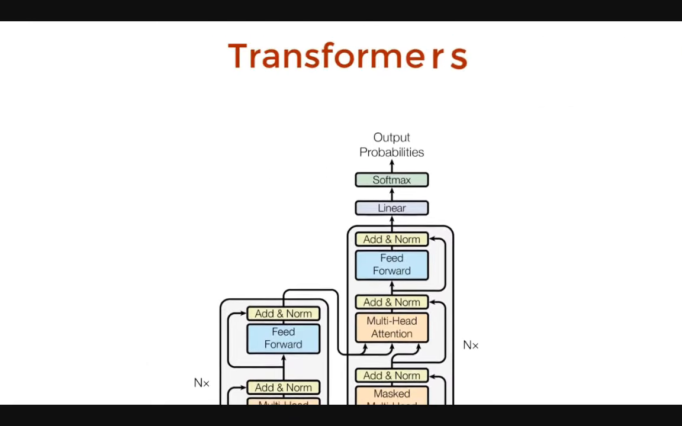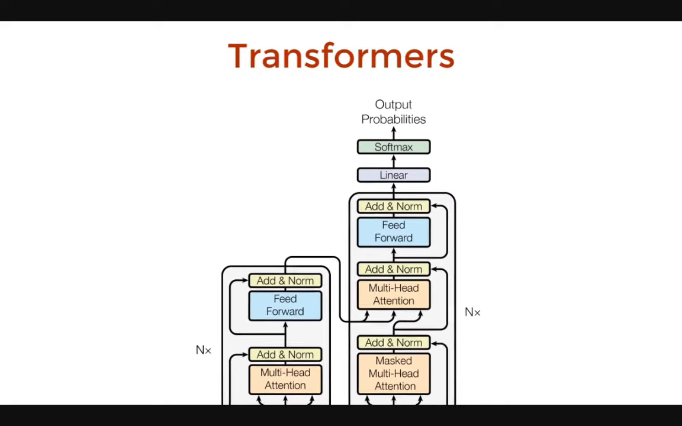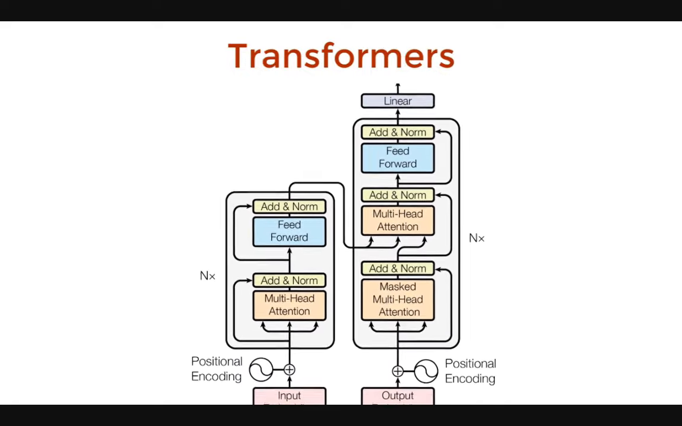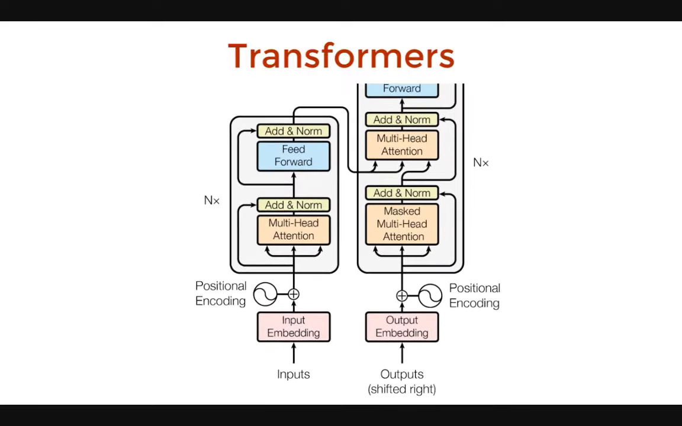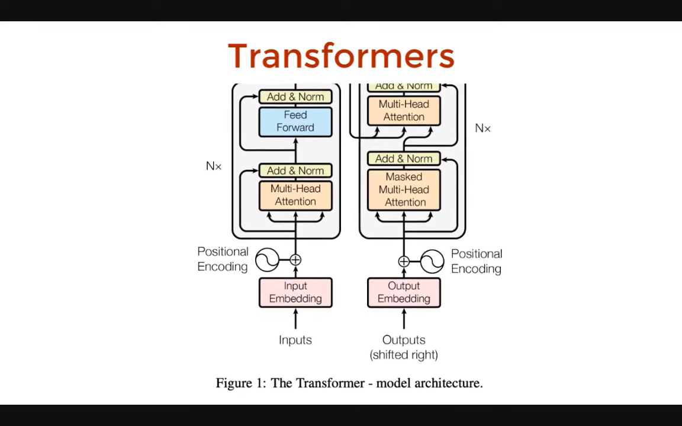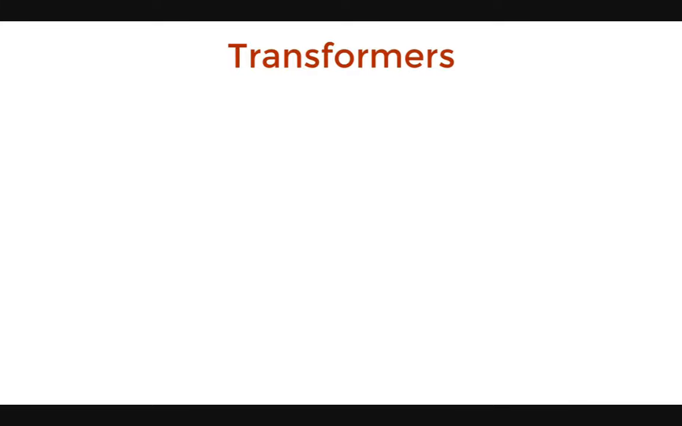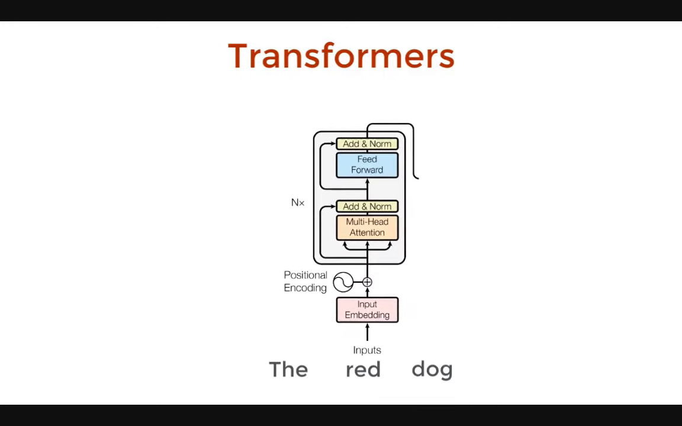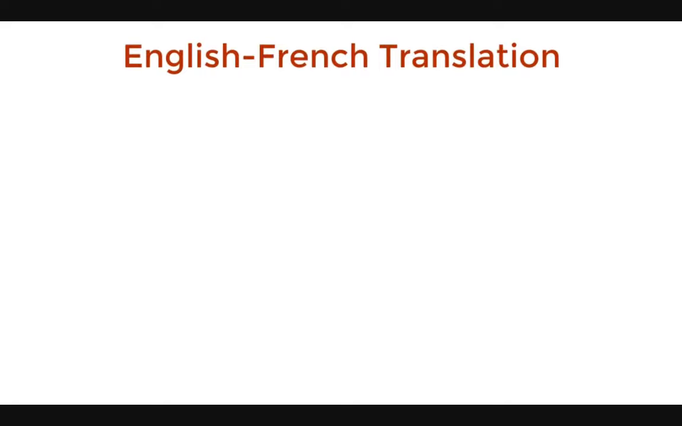In 2017, the transformer neural network architecture was introduced. The network employs an encoder-decoder architecture, much like recurrent neural nets. The difference is that the input sequence can be passed in parallel. Consider translating a sentence from English to French. I'll use this as a running example throughout the video.